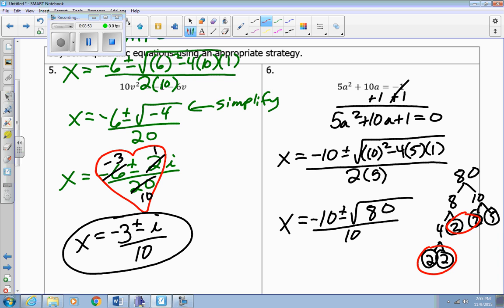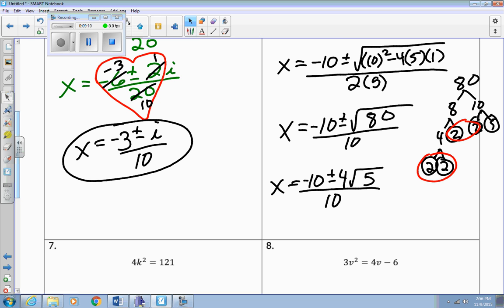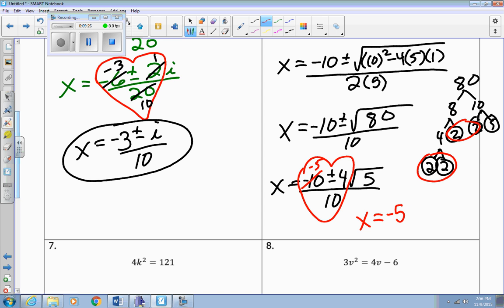So the next step is x equals negative 10, plus or minus 2 times 2 from the pairs, which is 4. The square root of 5 is positive, so there are no i's. Over 10. Just like the last problem, we have those three numbers. If they have something in common, we can simplify it. So x equals, divide all by 2, negative 5 plus or minus 4 divided by 2 is 2, 2 square root of 5, and the denominator divided by 2 gives you 5. And there's your final answer.